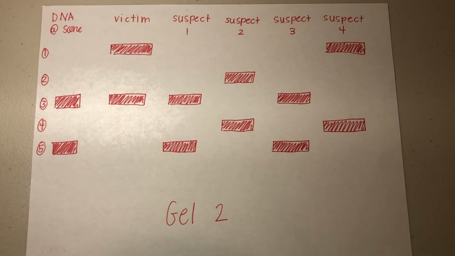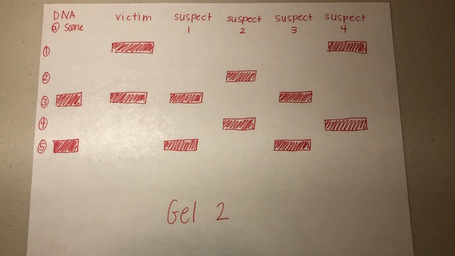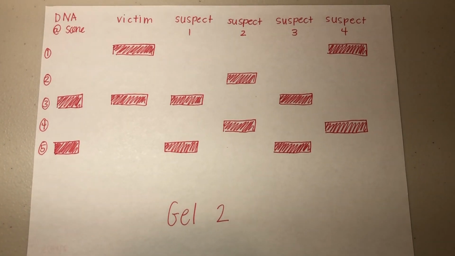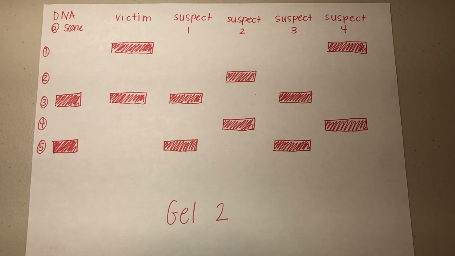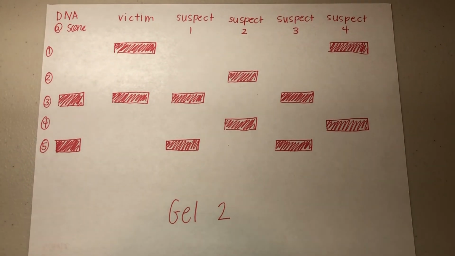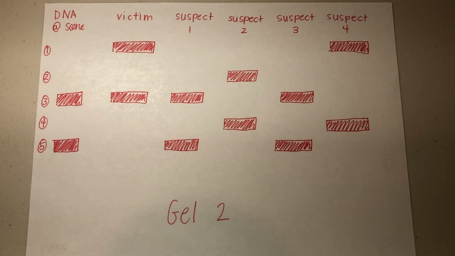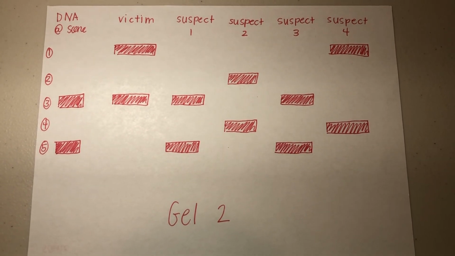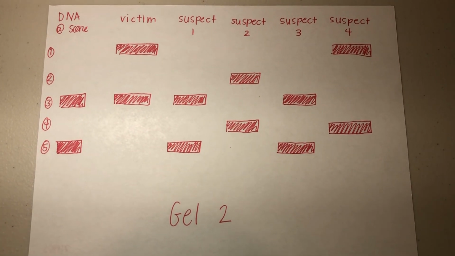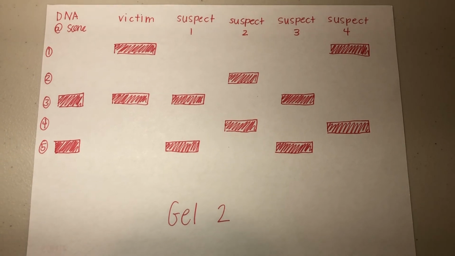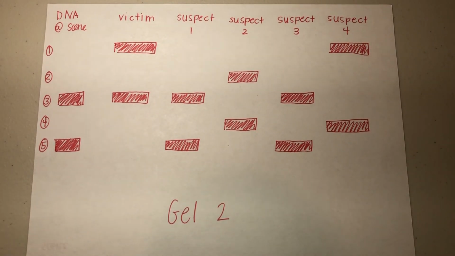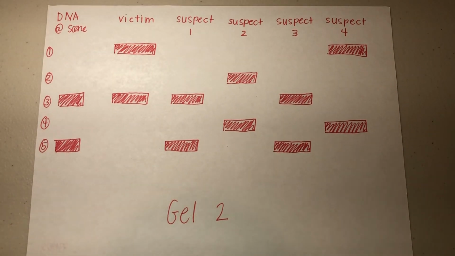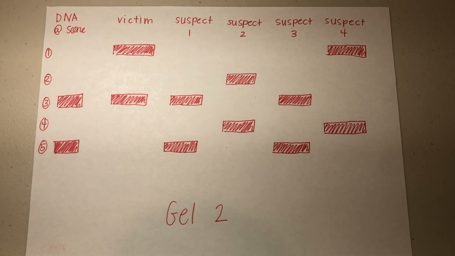We had already ruled out the victim and suspects 2 and 3 on the previous gel, and even though suspect 3 matches the DNA from the scene on this gel, we need it to match at both loci to be sure it belongs to a suspect. Suspect 4 matched on the first gel but not on this one, so we can rule them out. That leaves suspect 1, since their DNA matches the DNA at the crime scene at 2 VNTR loci.